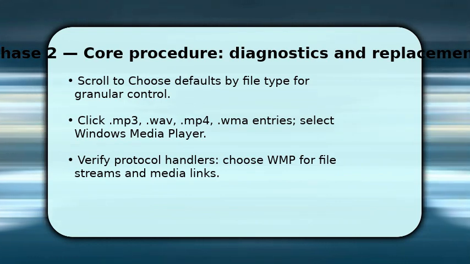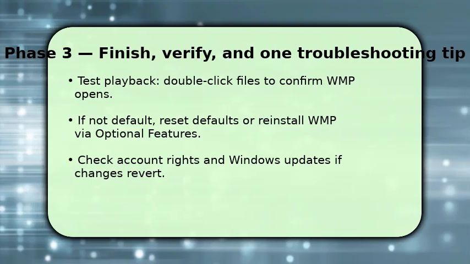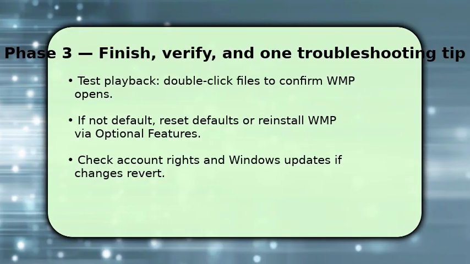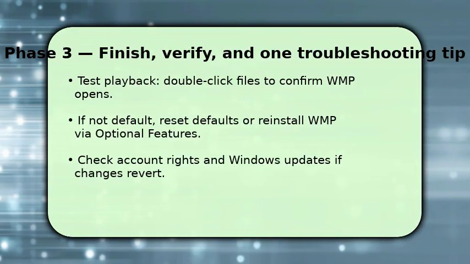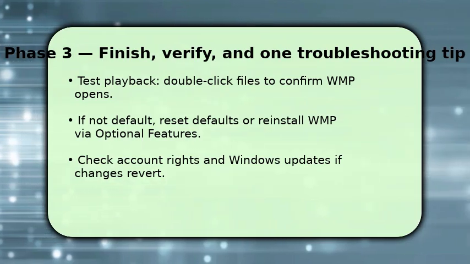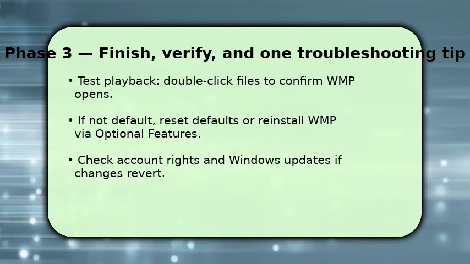Now you finalize and verify the change. Test by double-clicking several media files. Windows Media Player should open each one. If it doesn't, go back to Default Apps and use Reset to Microsoft Recommended Defaults, then reassign WMP, or reinstall Windows Media Player in optional features.